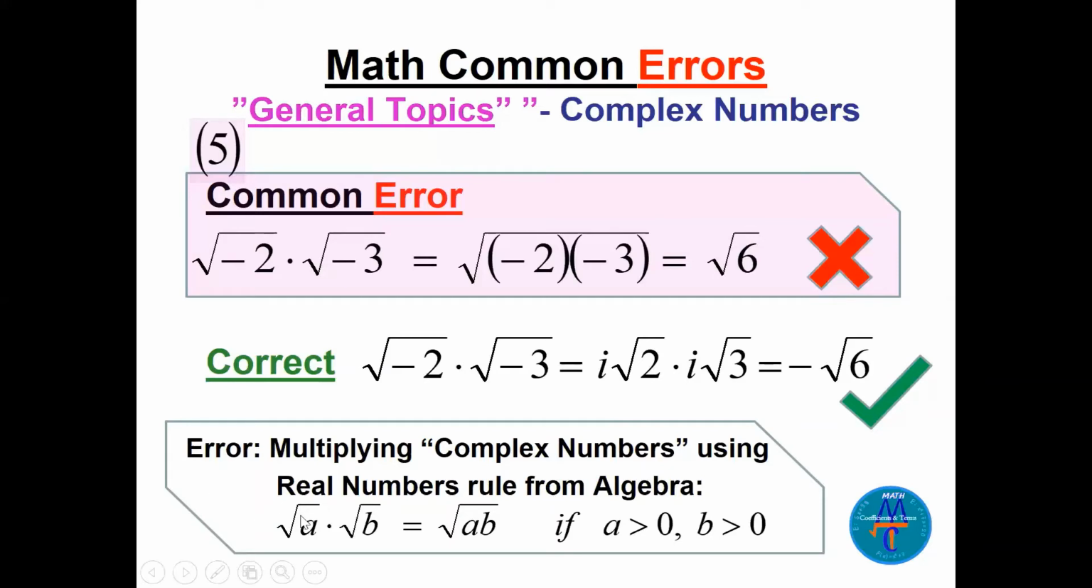See, square root of a times square root of b will be equal to square root of ab. Yes, correct, if a is positive and b is positive. If they are not positive, if they are negative, these are complex numbers, and you cannot use this formula. I will show you in the list of correct formulas the formula for complex numbers. So be careful here. You have to include the i anytime there is a complex number.